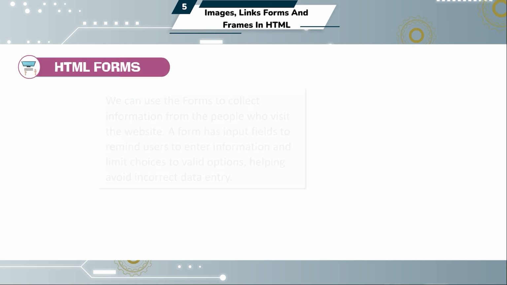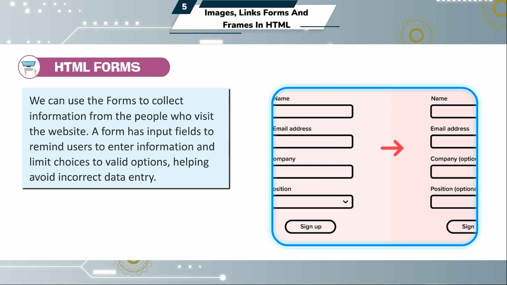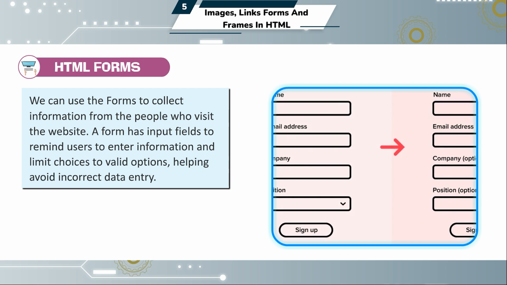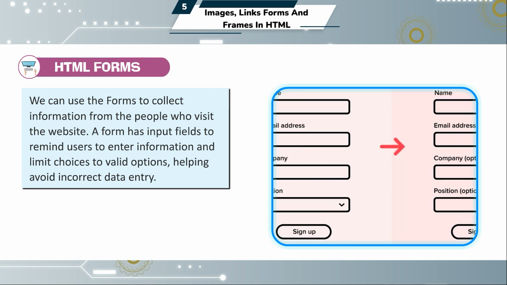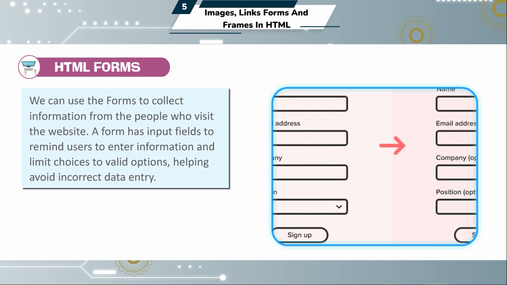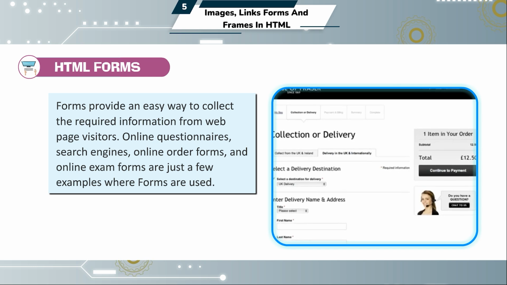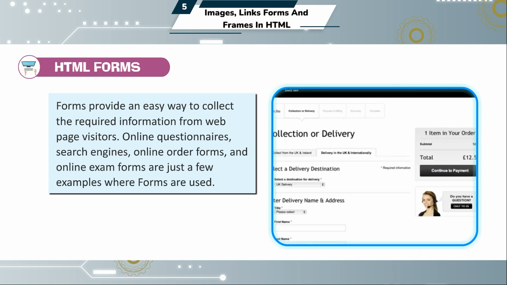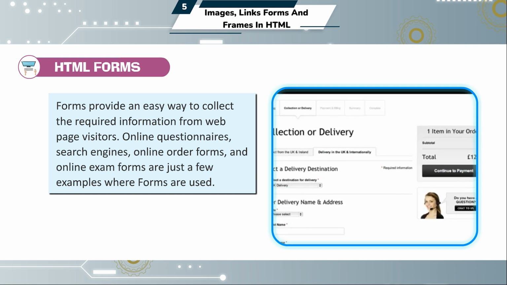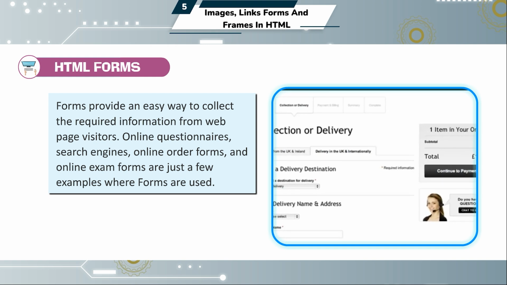HTML forms. We can use forms to collect information from the people who visit the website. A form has input fields to prompt users to enter information and limit choices to valid options, helping avoid incorrect data entry. Forms provide an easy way to collect the required information from web page visitors. Online questionnaires, search engines, online order forms, and online exam forms are just a few examples where forms are used.